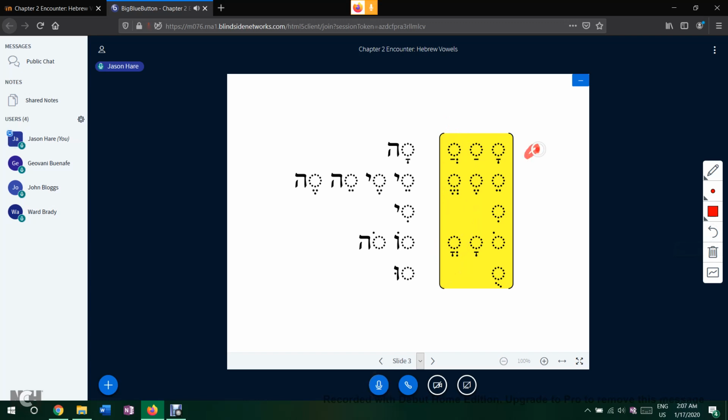Basically, all of these are A, all of these are E. This one is E. This symbol is used for both long and short. This is O, and this is U. And this is also long and short. A, E, I, O, U. Why does that dot disappear?